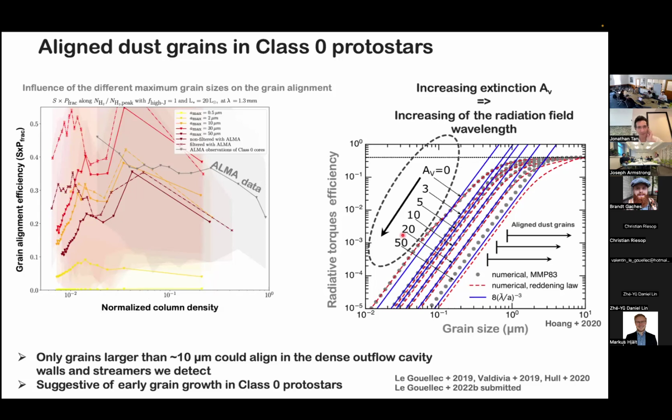Okay, and I have one last, sorry, Jonathan. Can I just add a follow-up here? So this is all done at 1.3 millimeters in the ALMA side, but do you have any plans for multi-wavelength observations that would help constrain the growth?